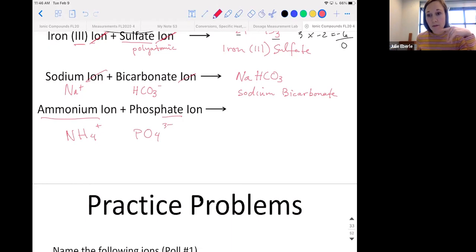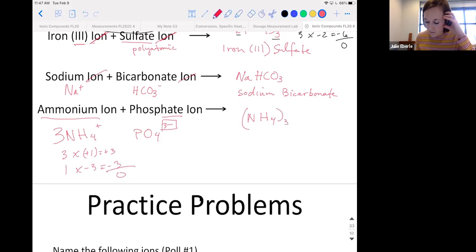So how many ammoniums, how many phosphates do you need? We're going to write the formula here. It's NH4. We're going to need 3 of these, right? 3 times +1 gives us a +3. And we've got to balance this -3. We just need one of those times -3 is a -3. That adds up to 0. So we need 3 of these. Whoops, that's an ugly parentheses. Okay. And then PO4.